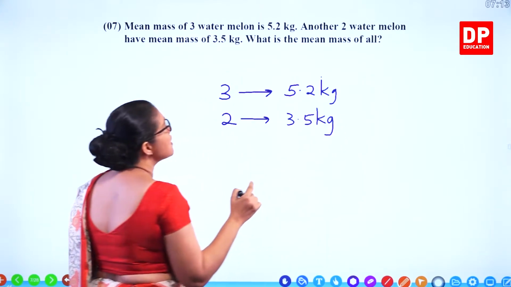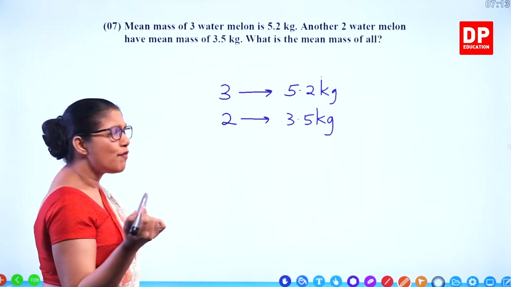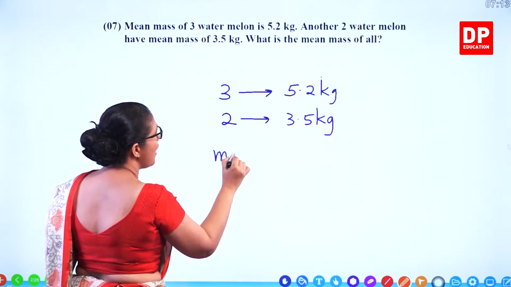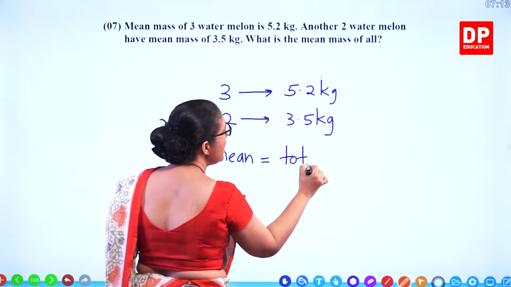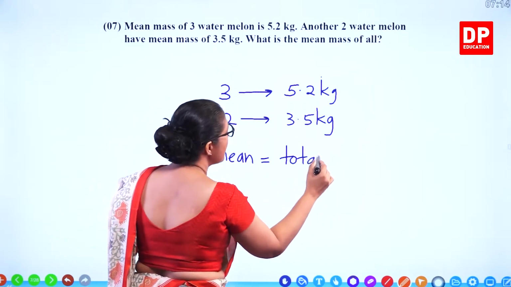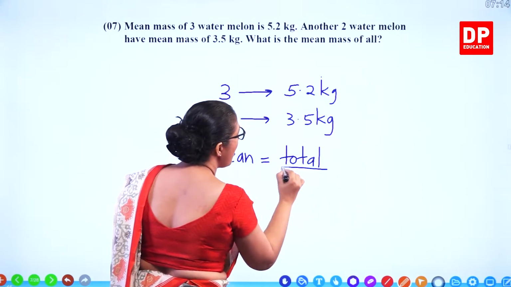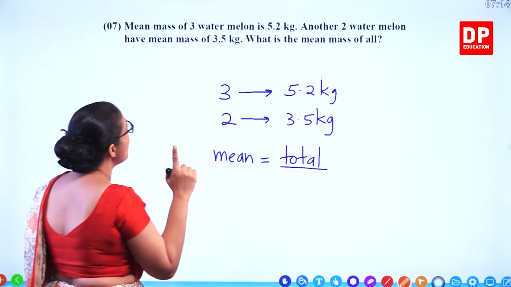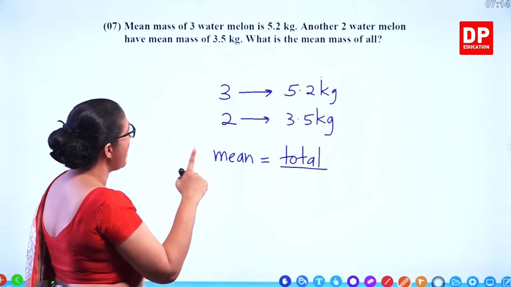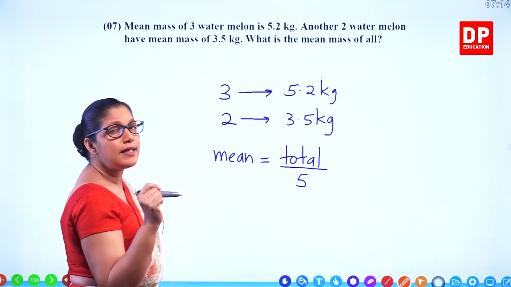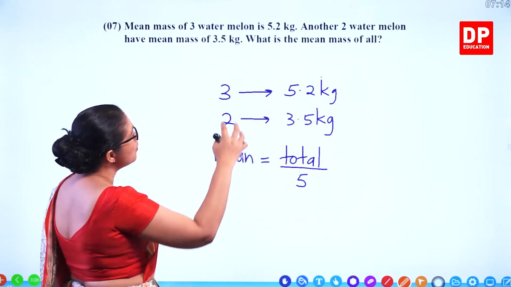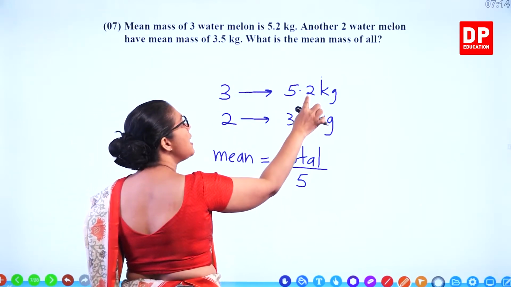So they are asking what is the mean mass of all. So how do you find the mean? We need to find the total and divide by how many watermelons there are. Total divided by the number of watermelons. Now earlier 3 and later 2, altogether 5. Now how do we find the total? You can find the total separately. This is the mean mass.